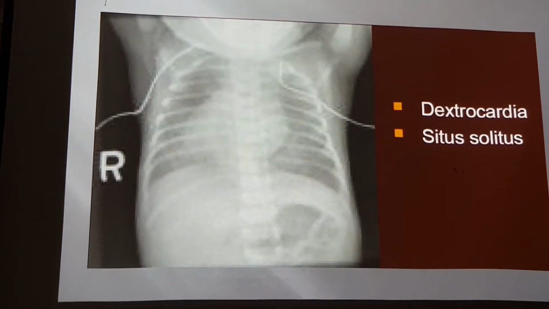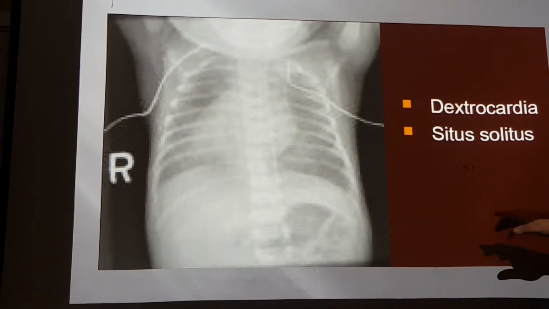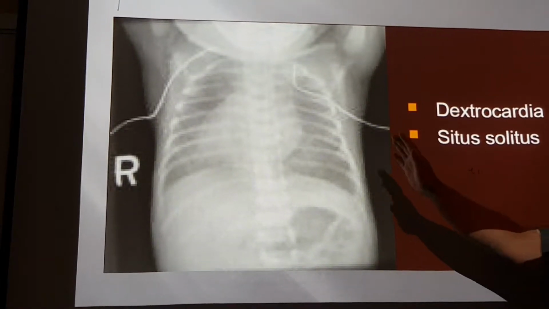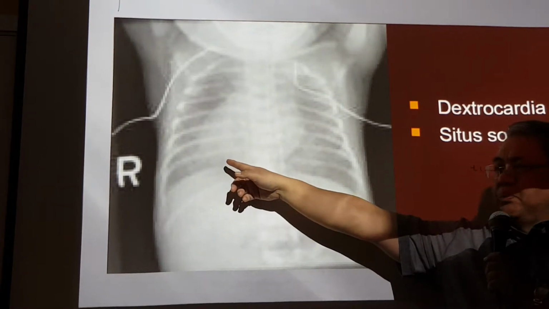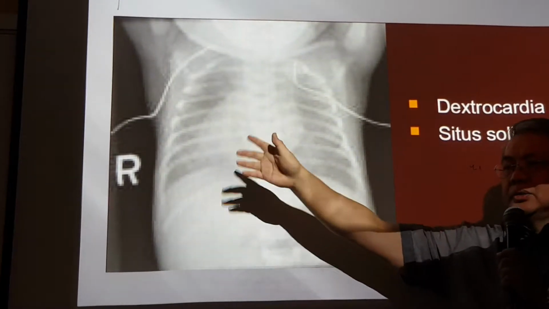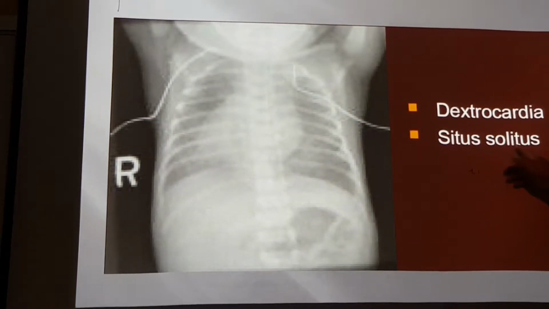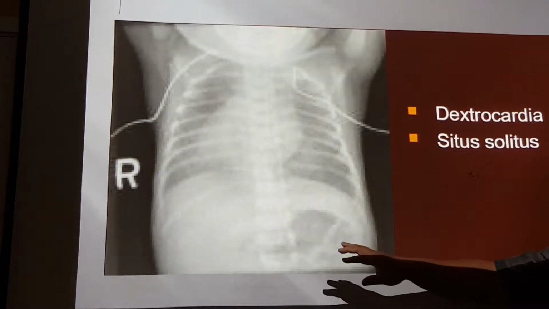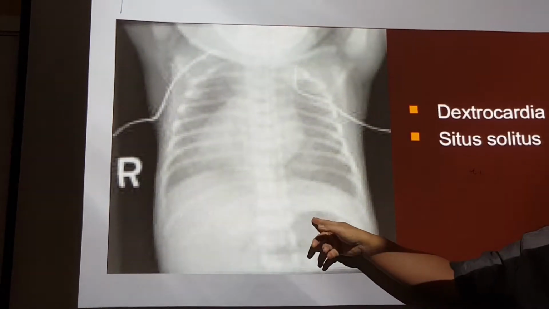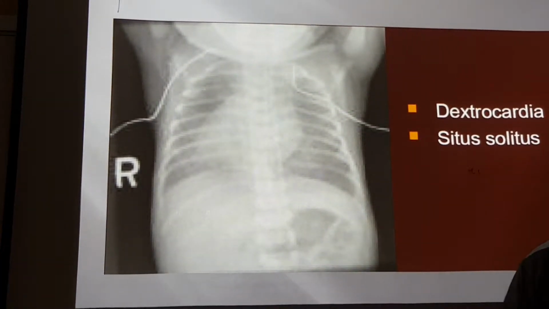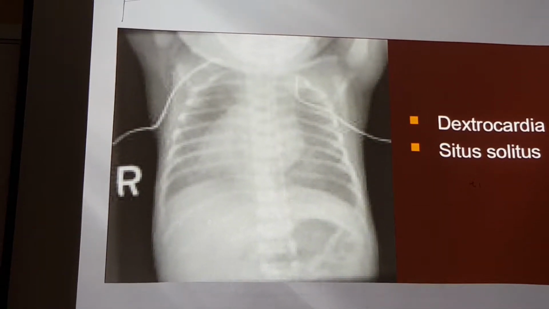So this one is what? Dextrocardia, situs solitus. Notice that the heart is mainly on the right side, and the cardiac apex points towards the right side. So that's dextrocardia, but this one is still normal situs solitus because the liver is on the right side and the gastric air bubble is on the left side. So that's how we describe chest radiographs.